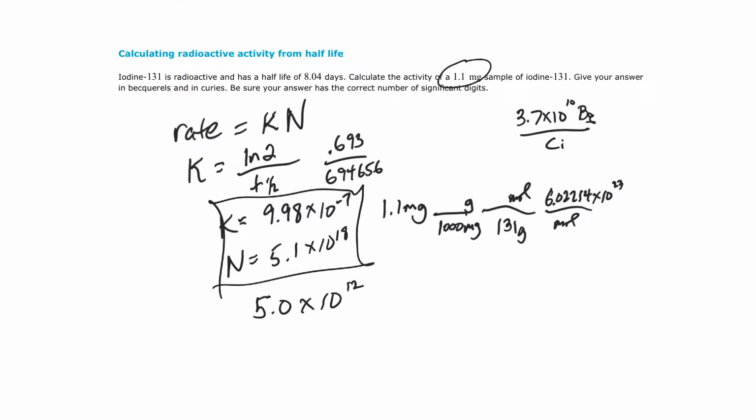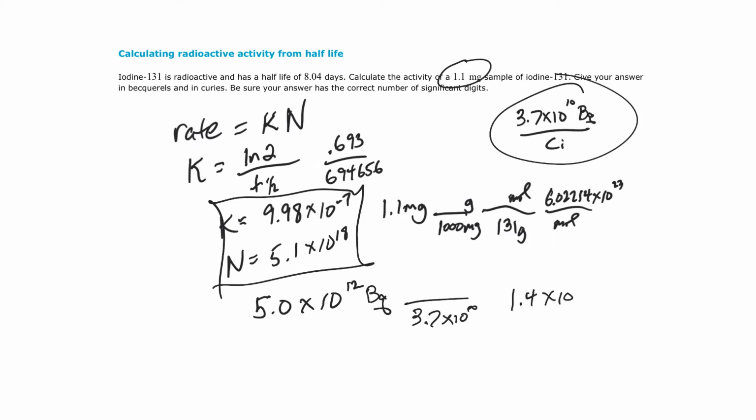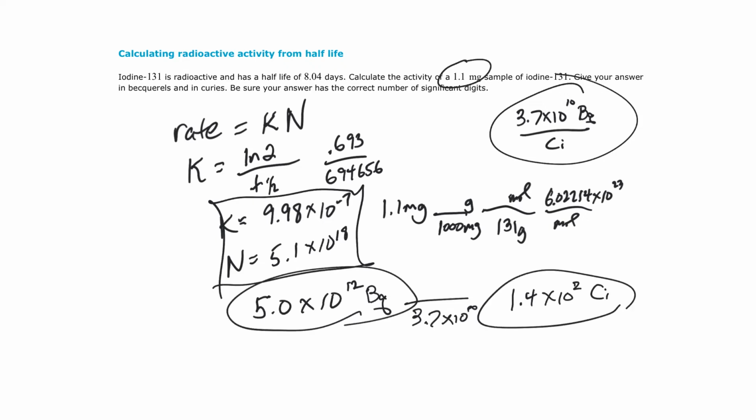And then I need to use this. This is becquerels. So divide by 3.7 times 10 to the 10, and I have 1.4 times 10 to the 2 curies. Right, so I have two answers: 5.0 times 10 to the 12 becquerels and 1.4 times 10 to the 2 curies.